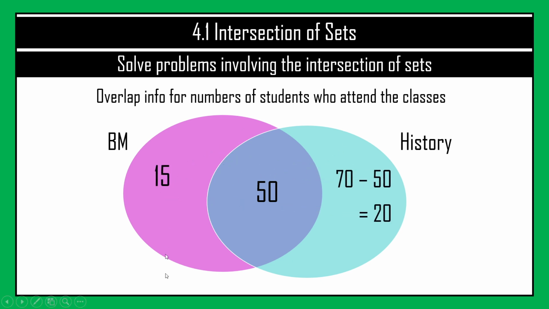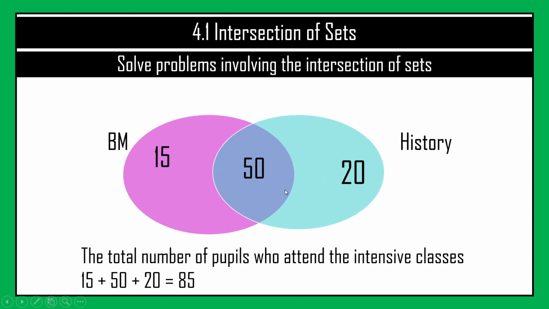Same goes for history. There are 70 in total, but 50 of them already chose history and BM. That's why it's in the middle. So I need to deduct that 50 in order to get 20, which is history only. Okay, so this is what we get after we sort out our information. Now all these 3 numbers are what we can use to answer the first part of the question. The total number of students who attended the classes is 15 plus 50 plus 20, which is 85.